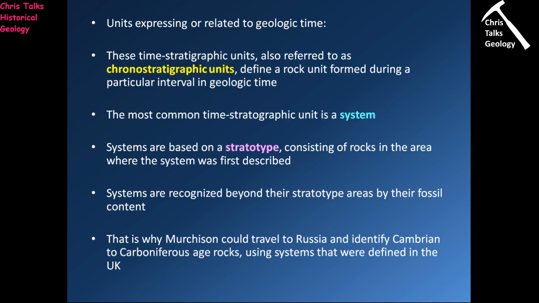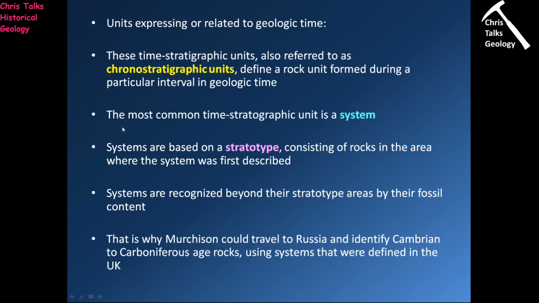For the Silurian system, the stratotype is the rocks of southern Wales. So the systems are recognised beyond their stratotype areas by their fossil contents. Because think about it, the rocks you're getting in southern Wales are not going to be the same rocks that were forming at the same time in Russia. They would have been different locations with different environments, and as such you would get different rocks deposited. So you're not going to see the same rocks at both locations. What you are going to see though is possibly, if you're lucky, the same fossils, and that's going to allow you to link those rocks together.